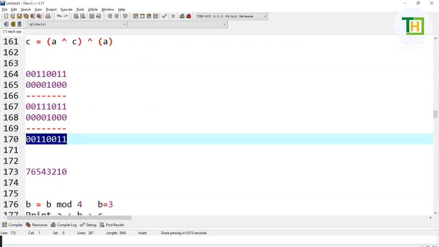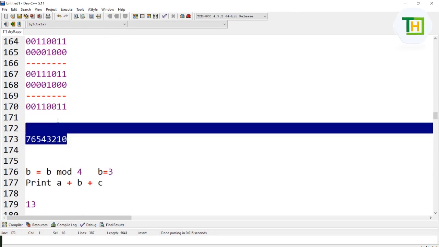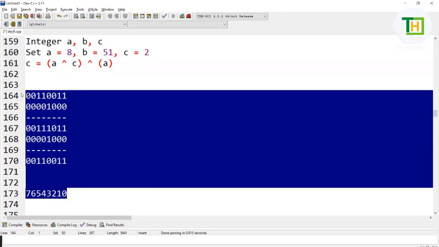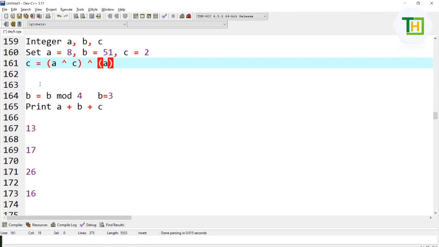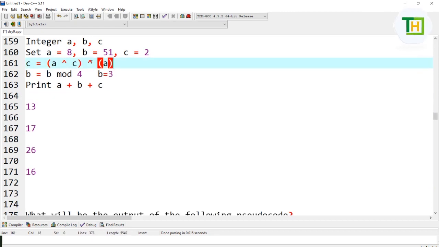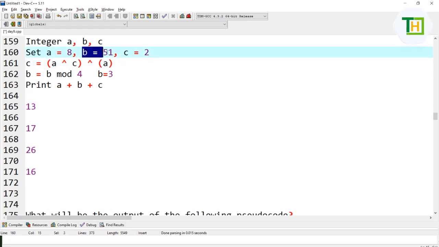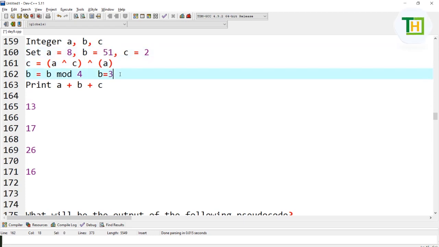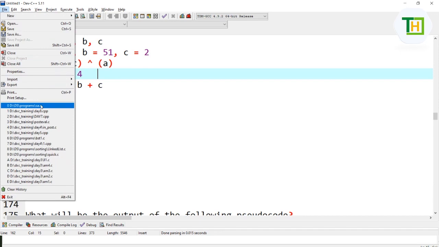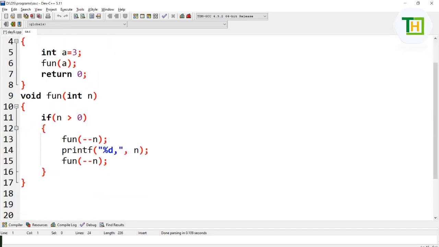Here this value is going to be 51 again. Definitely it is going to be 51, right? 51 plus 3, that is going to be 54, plus 8. 54 plus 8, that is going to be 62, right? The answer is going to be 62. Just a minute.